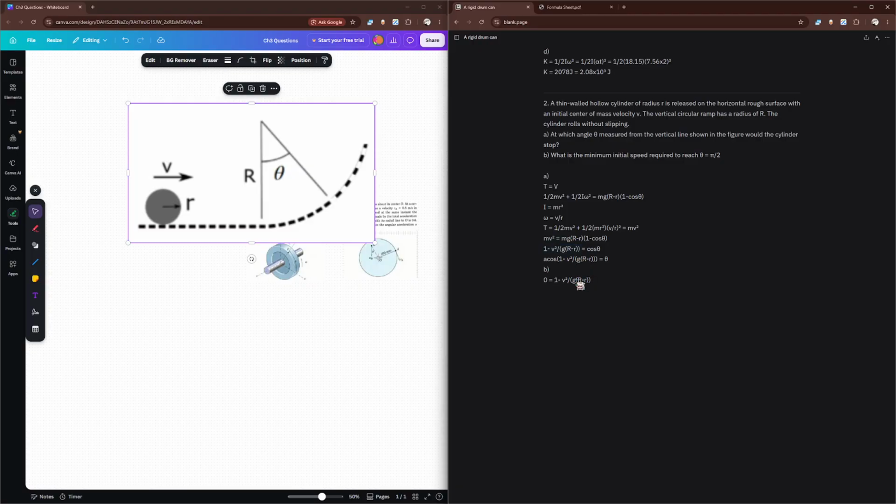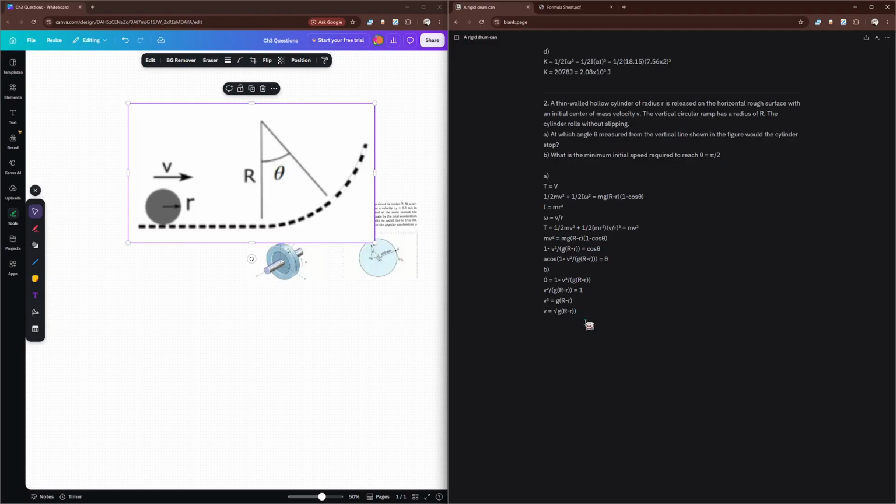Well, we're just going to add this term onto both sides. So we're going to have v squared is equal to 1, and then we're going to multiply by this g(R minus r), and then we're going to take the square root. So v is equal to the square root of g(R minus r), like so. And that is the minimum initial speed.